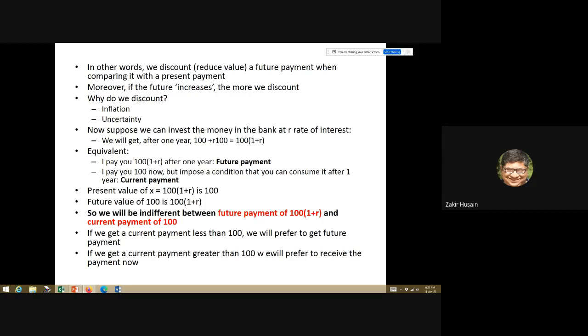If the current payment is less than 100, we are going to prefer the future payment. But if we get a current payment greater than 100, then we would prefer to get the money now.